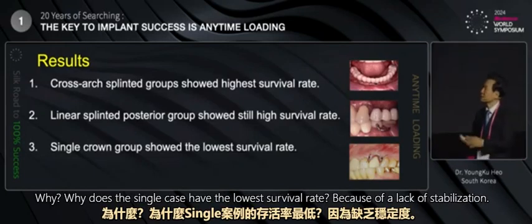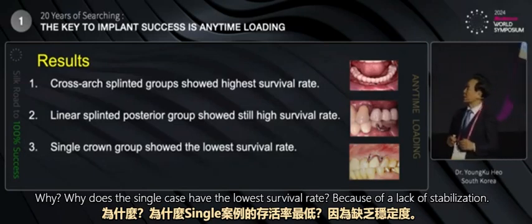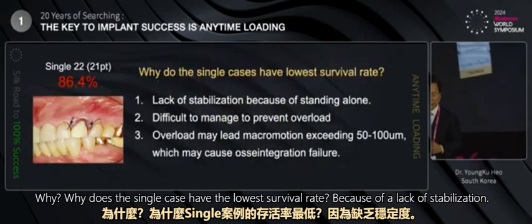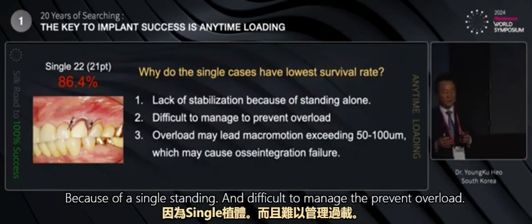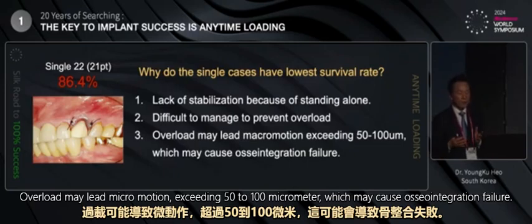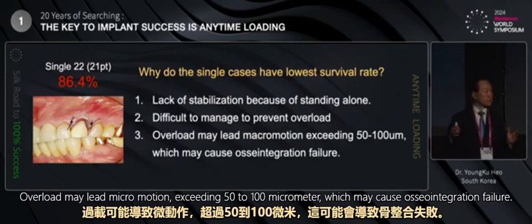Why does the single case have the lowest survival rate? Because of a lack of stabilization, because of a single standing, right? And it's difficult to manage to prevent overload. Overload may lead to micromotion exceeding 50 to 100 micrometers, which may cause osseointegration failure.